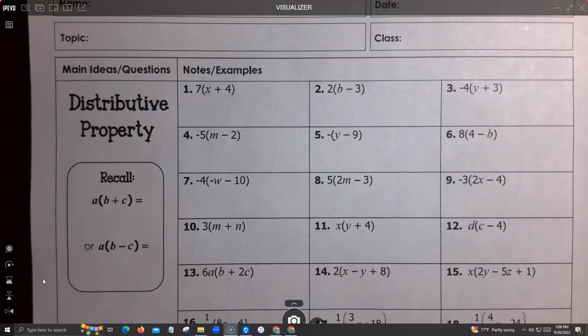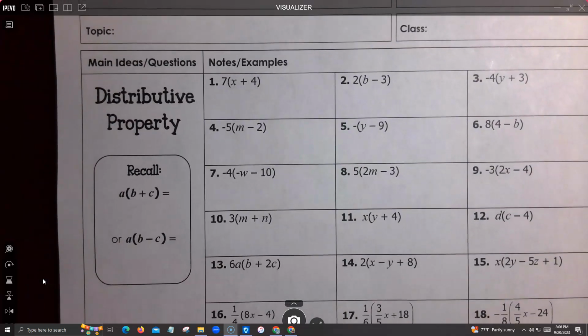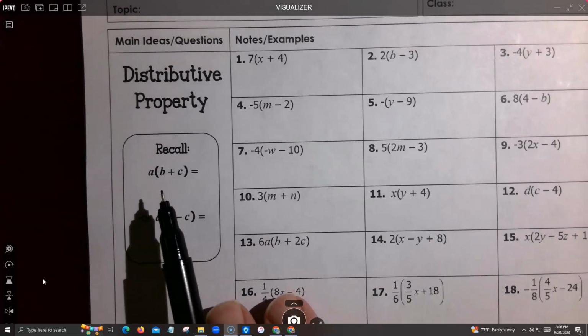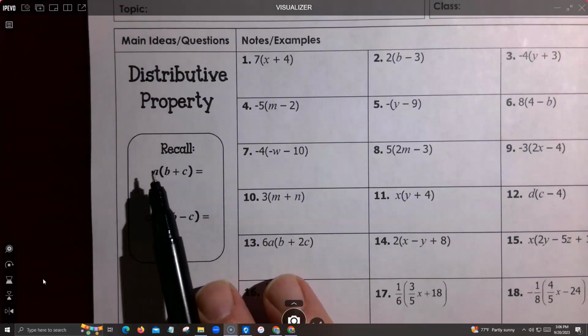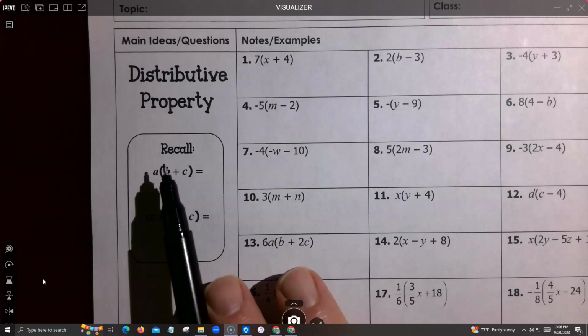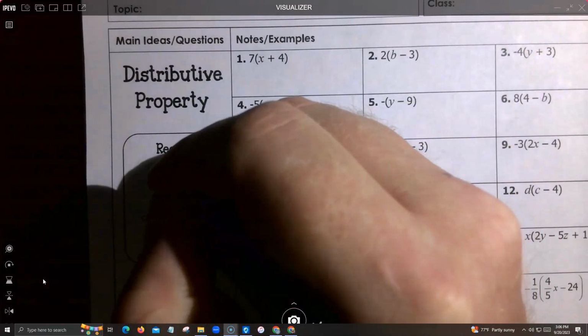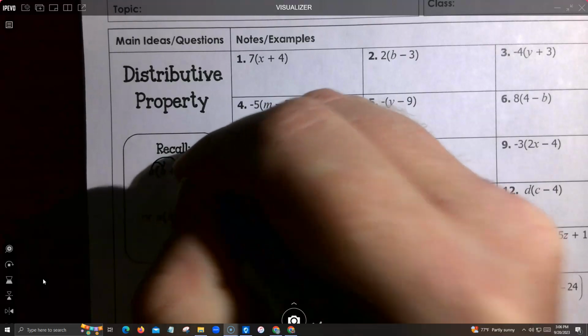Okay, so here's an example of the distributive property. The distributive property is called that because you're taking the number that's on the outside, or whatever is on the outside, and distributing it to each thing on the inside. So here's an example with just letters. Here I'm doing A distributed to B, and then A being distributed to C. So it's kind of like we're doing this idea.